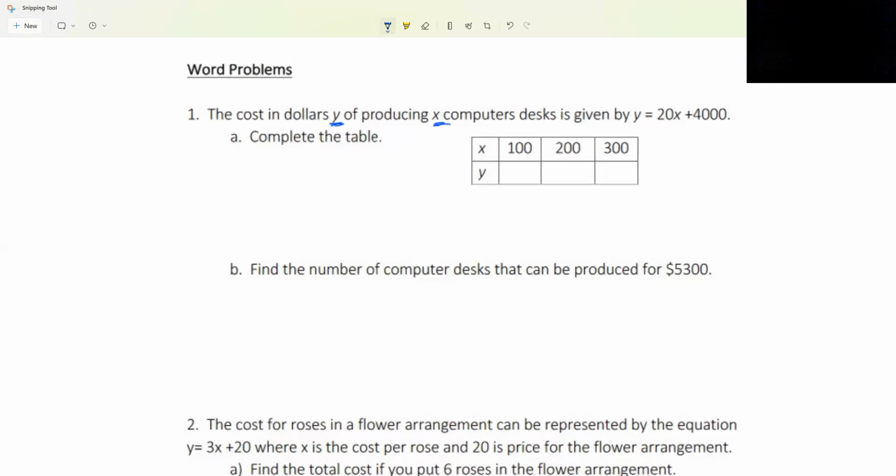x computers, given this equation right here. And really, all you're going to do with these things is plug numbers in and get stuff out. That's really what most of this is. You plug stuff in, you get stuff out, and that's pretty much it. You just got to make sure that you're plugging stuff in the right places, and that's why I underline these things. Remember, y is going to be in dollars. Okay, x is your computer desks.